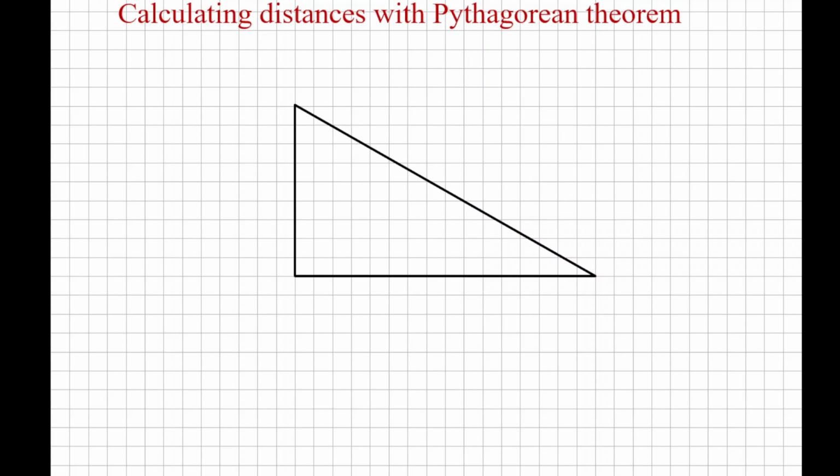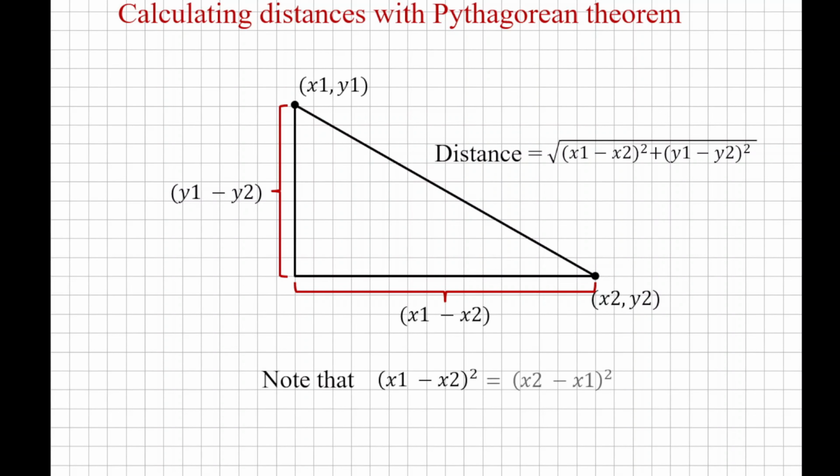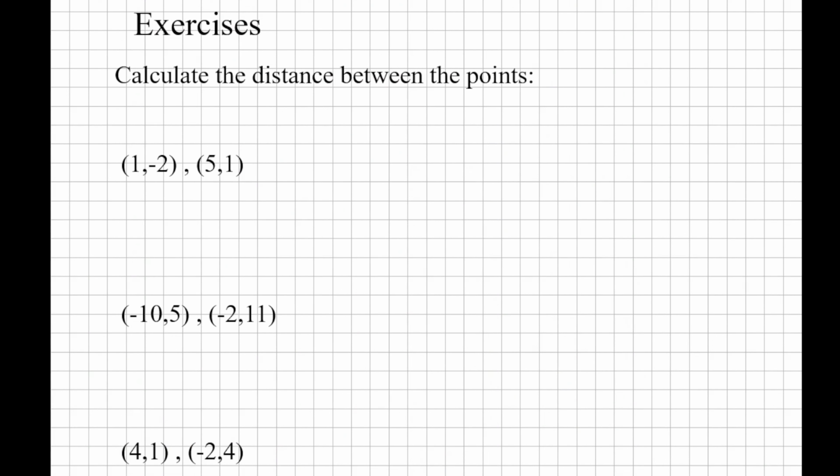To calculate the distance between 2 points (x1, y1) and (x2, y2), we can use the formula: square root of (x1 minus x2) squared plus (y1 minus y2) squared. This formula works because x1 minus x2 and y1 minus y2 represent the lengths of the sides of a right-angled triangle, and the distance we want to calculate represents the hypotenuse. Note that we can use either x1 minus x2 or x2 minus x1, because squaring both of them results in the same value. Let's look at some examples.